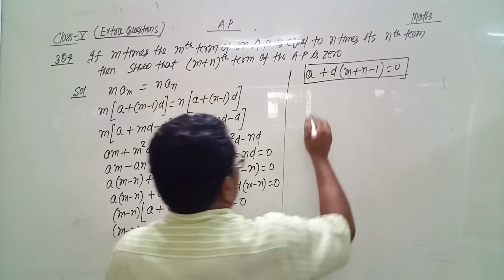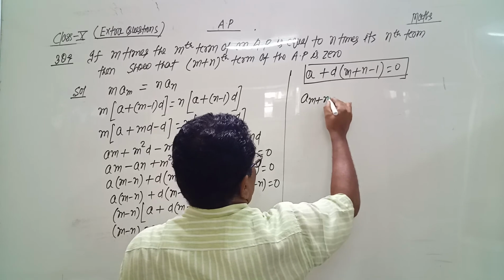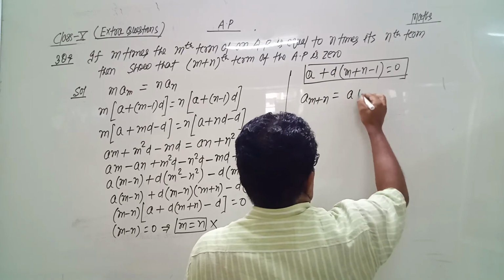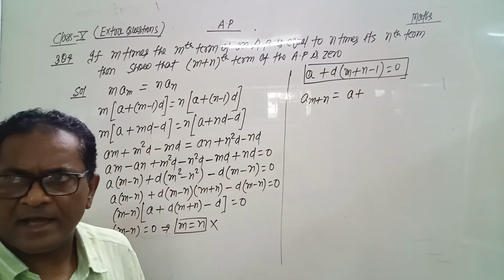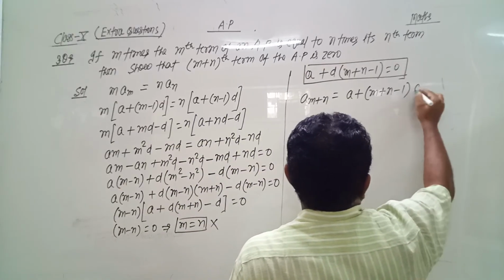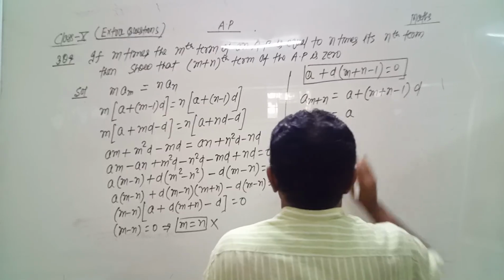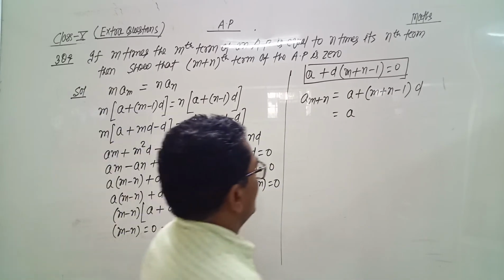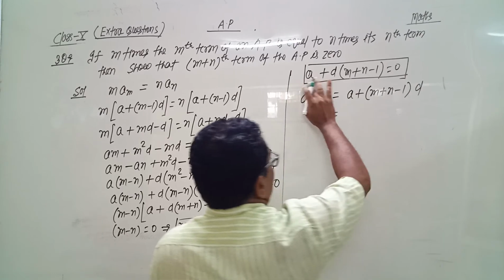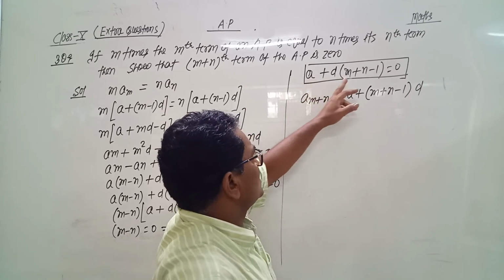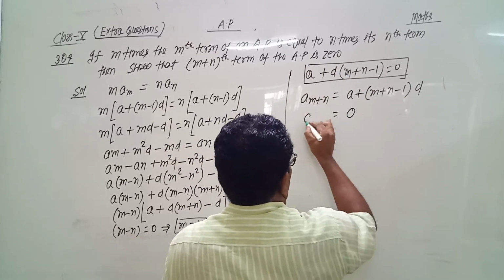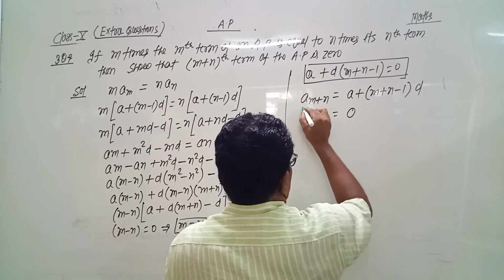Now we have to show that the m plus nth term, that is a m plus n, we find. So a plus, here at the place of n there is m plus n. So a plus m plus n minus 1 into d is 0. Already we have calculated a plus m plus n minus 1 into d equals to 0. So we write that a m plus n equals to 0.